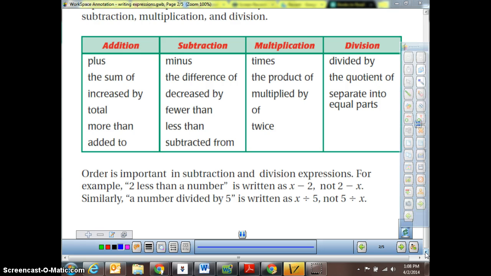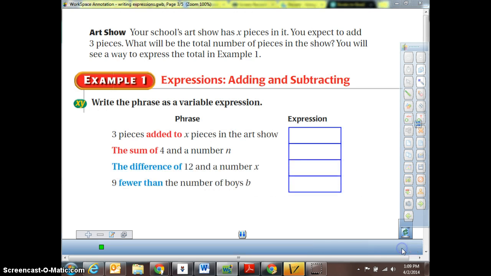We need to remember that. We've already worked on how in adding and multiplying it doesn't matter the order, but in subtraction and division it sure does. So for example, 2 less than a number. We don't know what that number is, so that's why we have it written here as x, and then 2 less than is x minus 2, not 2 minus a number. We have 2 less than a number, which makes it have to be the number first and then take away the 2. Similarly, a number divided by 5 is written as x divided by 5, not 5 divided by x. So we need to make sure that we're watching out for those little loopholes there.